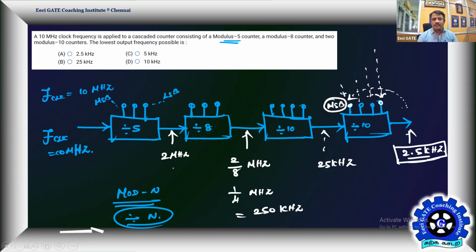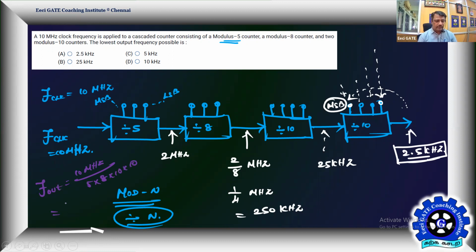There is nothing complex in this problem. Straight away go for divide by 5, divide by 8, divide by 10, divide by 10. So one can say F out is equal to 10 megahertz, that is 10 into 10 power 6, that is 10 power 7, divided by 5 into 8 into 10 into 10.